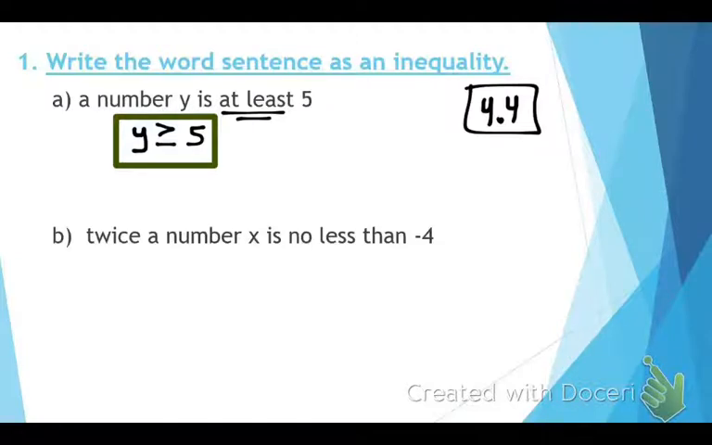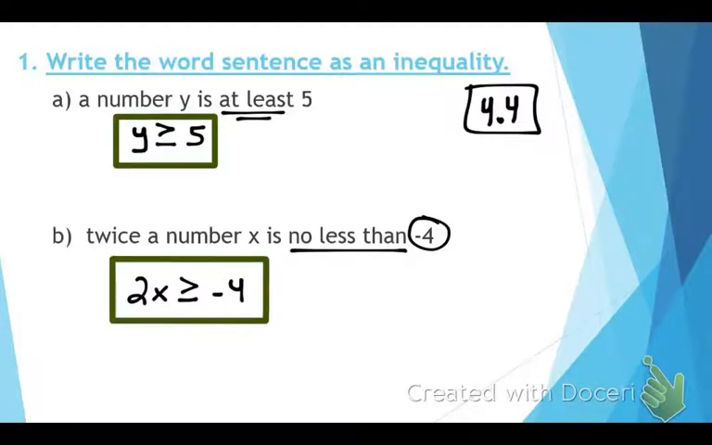Let's see what you came up with. Problem B says twice a number x is no less than -4. How do I write twice a number x? X times 2, which we would say as 2x. What number should I put? -4, because you're just writing whatever number is there in the original problem. Now it says no less than. If it is not less than, what's the opposite of less than? Greater than. And could it be equal to? Yes, it could. So the correct answer is 2x is greater than or equal to -4.